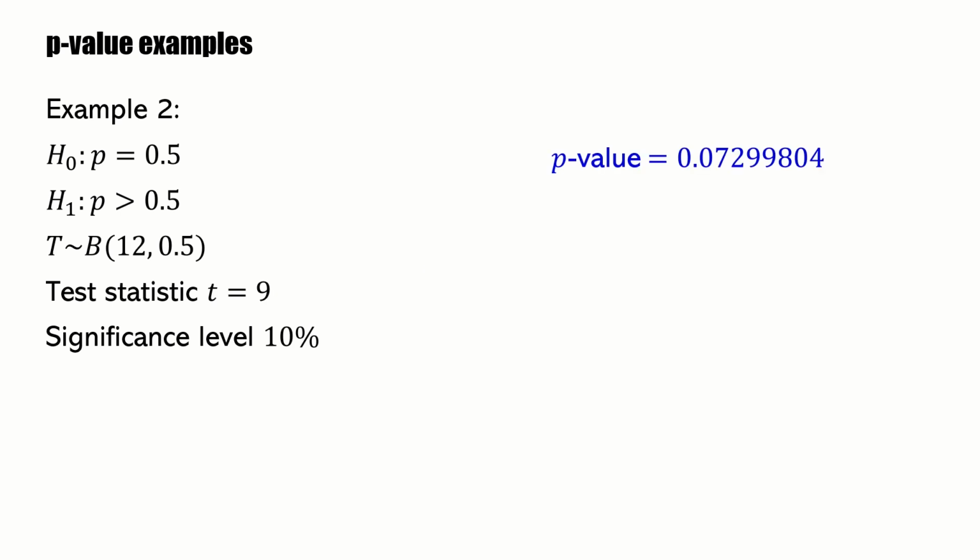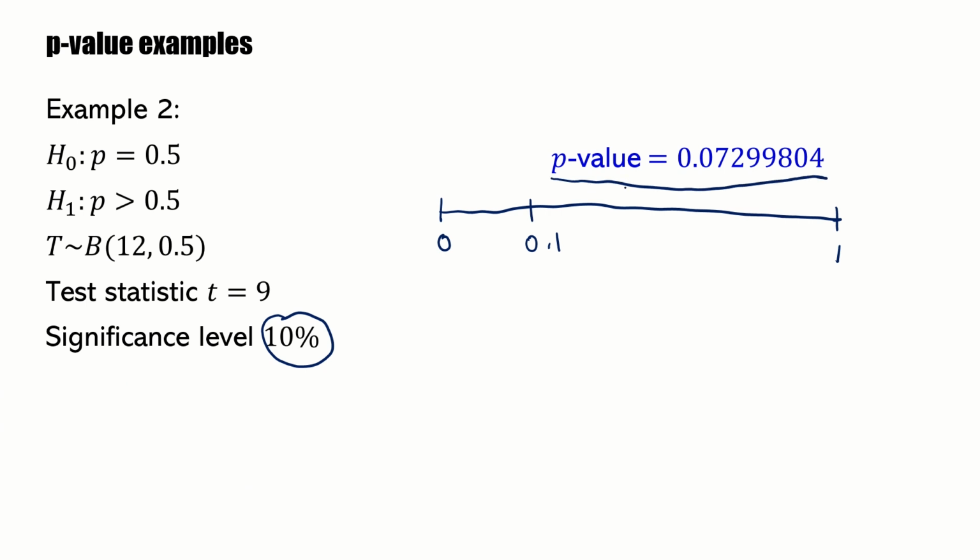Okay, on to our second example. Once again, calculating the p-value already, we get this. Once again, we draw a number line going from 0 all the way to 1. We know our significance level this time though is 10%, which would be 0.1. And this time our p-value is 0.072998804, which is quite similar actually to the one we had in the previous question, but therefore it is somewhere to the left of 0.1.